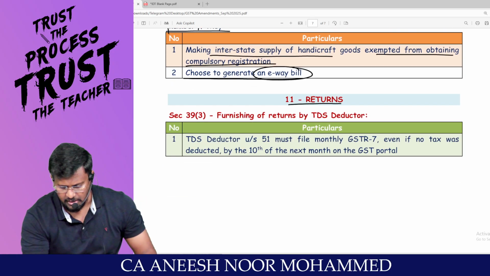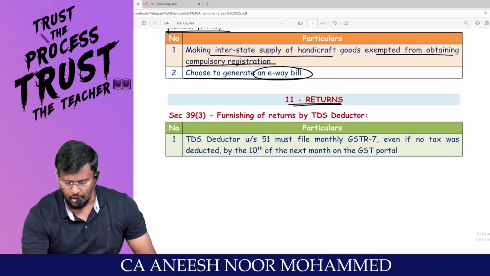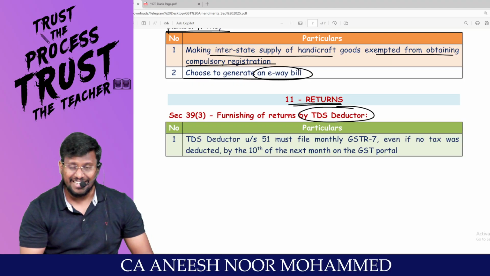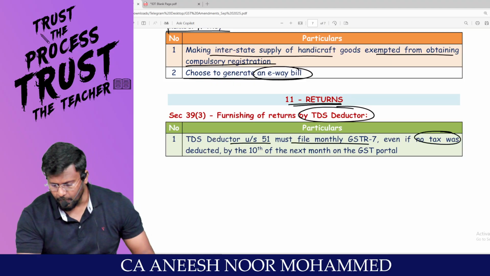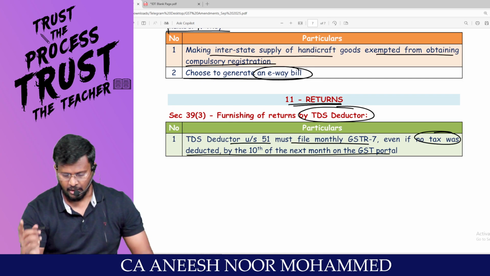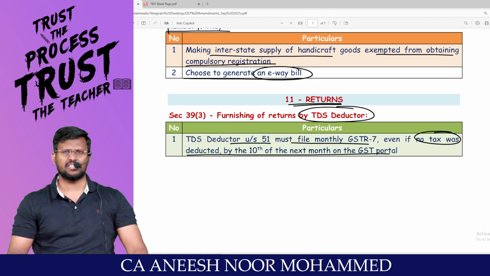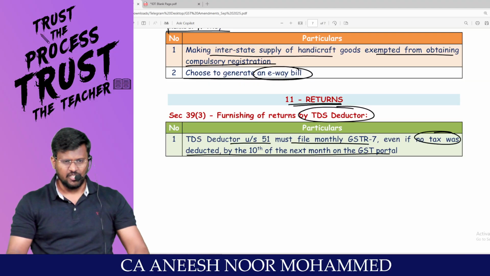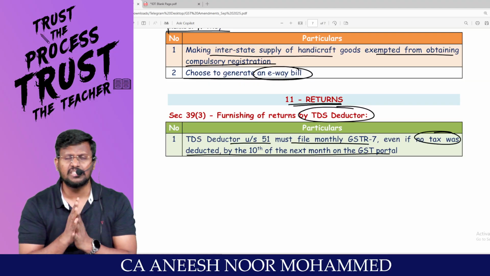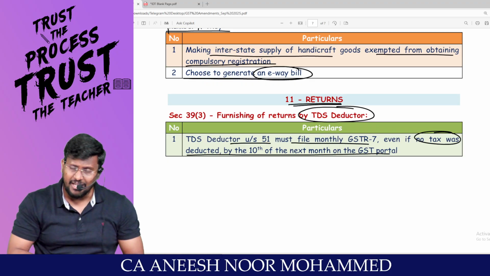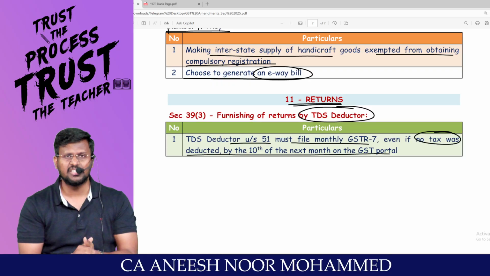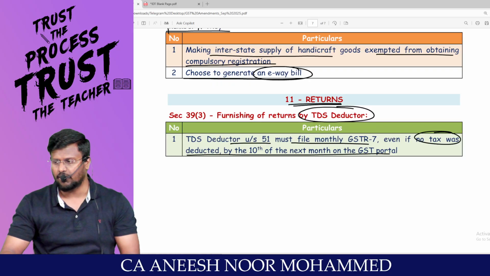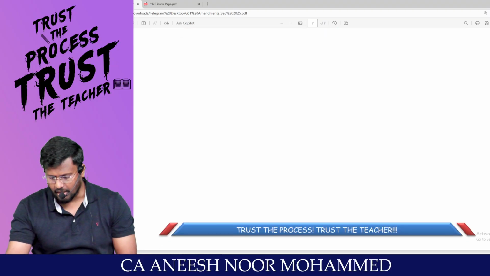Sir, returns, my dear lovable students, furnishing of returns by TDS deductor. A TDS deductor under section 51 must file GSTR 7, even if no tax was deducted, by the 10th of the next month on the GST portal. Already we discussed. In the sense, now a nil TDS return has been introduced. Like our nil GSTR 1 and nil GSTR 3B, even GSTR 7 nil, the government wants. It is mandatory, my dear lovable students.